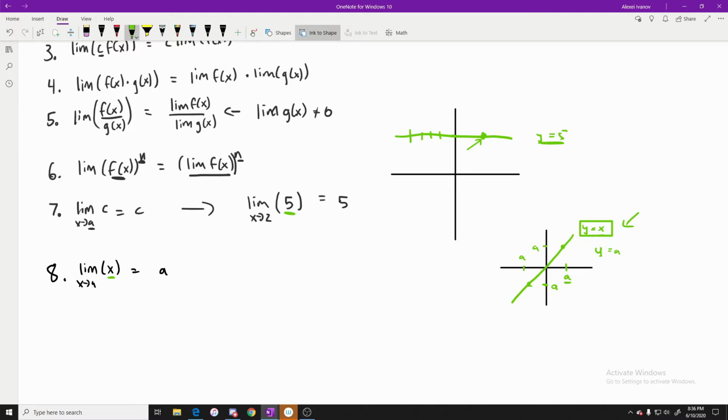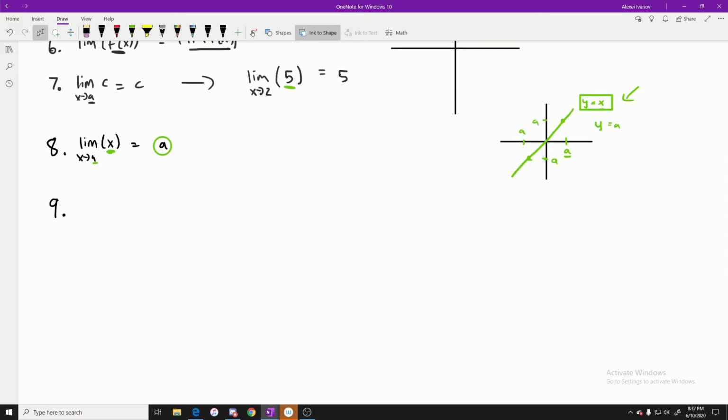So if we look at this line and we try to go to x equals 1, well, the value at x equals 1 is 1. If we go to x equals 100, the y value at x equals 100 is also 100. So we can plug in whatever value of a we want here, and essentially we will be approaching this value of a. So that's why this limit is always going to equal a itself.